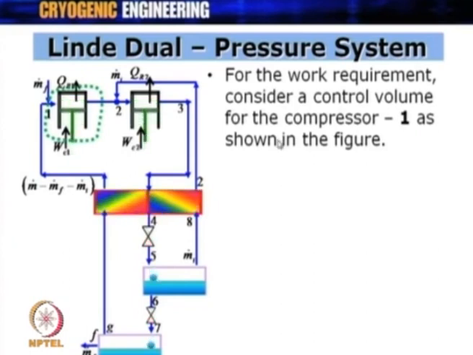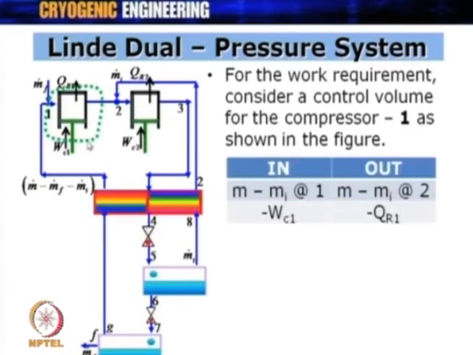But what is most important is what is my WC1 and WC2, which is the work input to compressor number 1 and work input to compressor number 2, and this is what will basically bring about the advantages we get in a Linde dual pressure system. So, we should first find out what is my WC1 and WC2.